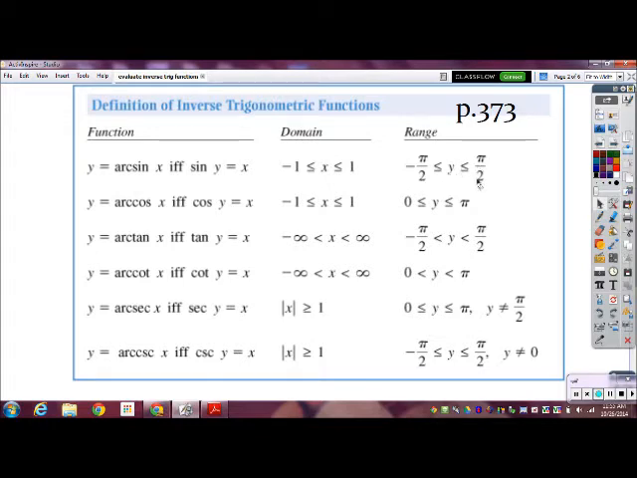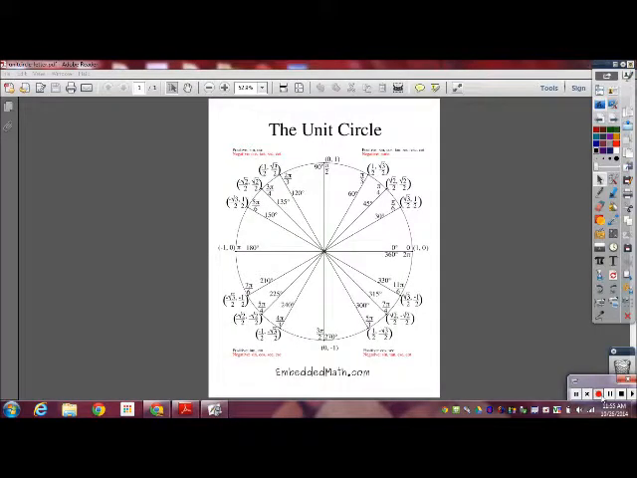So when we look at the unit circle, for arc sine, our range is restricted to the right side of the unit circle. So from -pi/2, which is here, all the way to pi/2. So arc sine would be the right side of your unit circle when you're talking about range.